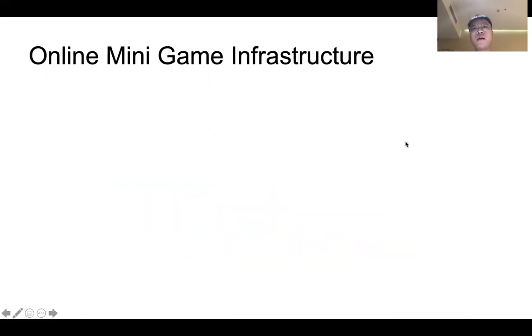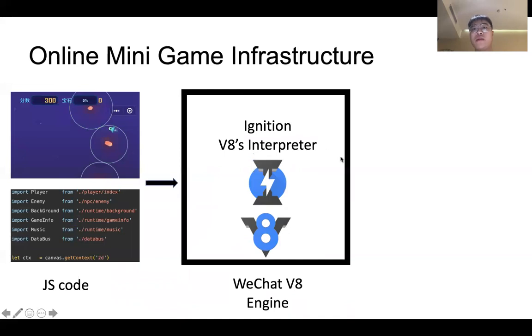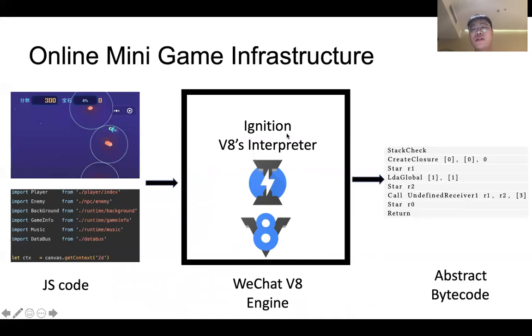The infrastructure of online minigames is based on JavaScript code. We can see the Winnowing code example on the left, then the code will go through the V8 engine embedded in WeChat and its interpreter Ignition. Ignition will generate the abstract bytecode as shown on the right.